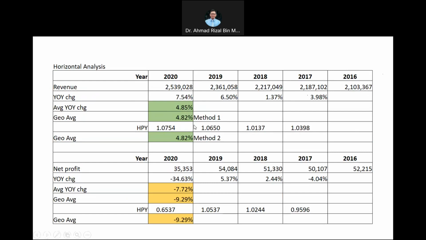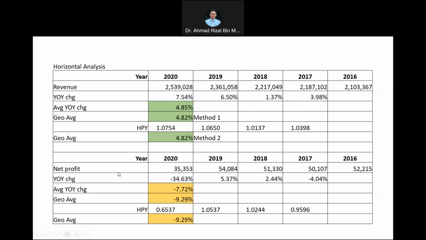So what you do is you multiply all of them, 1.0754 times 1.065 until the end. And the product of those multiplication, you make it to the power of 1/4. It's the same, 1/4 as well. And you will get 4.82%. It should be the same. So you can practice that using Excel by yourself. If you have any question, then we can discuss in class later.